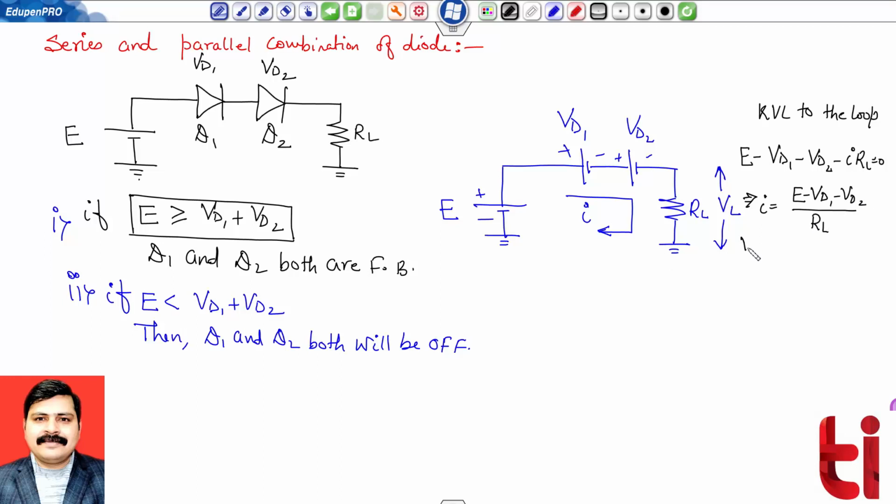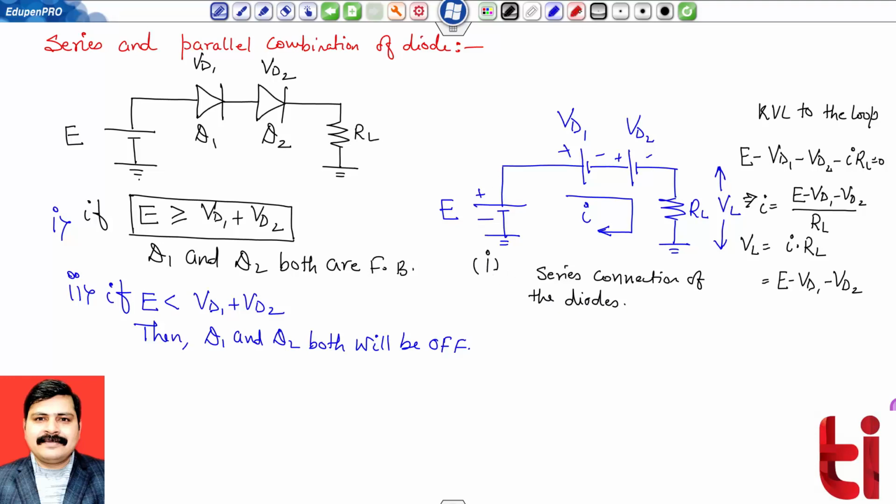And if I want to find this value VL, this will be simply I into RL, or this can be calculated as E minus the drop across this. This will be simply E minus VD1 minus VD2. So this is the analysis of the series connection of the two diodes, and this is for case number one.